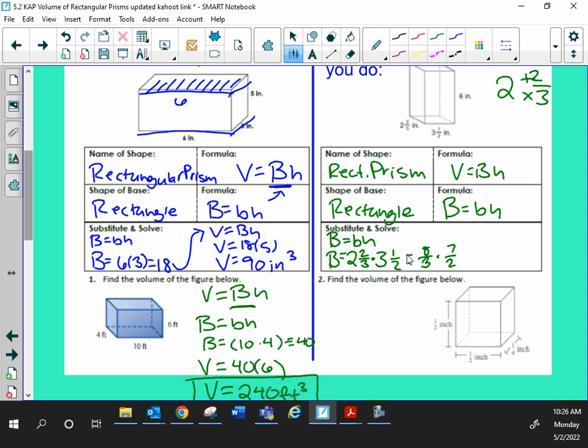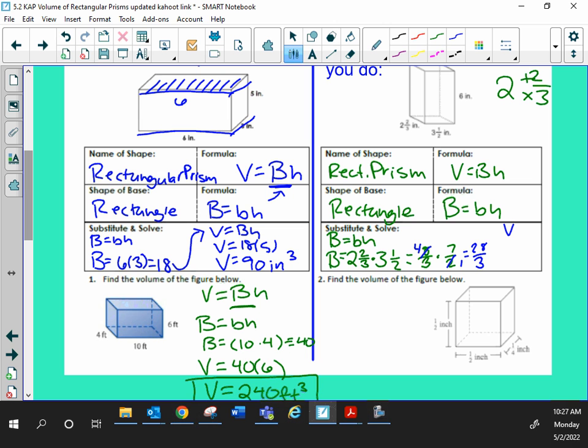Okay, cross simplify. Where could I cross simplify? 8 and 2. Divide both by 2 and they become 4 and 1. That's going to give me what over what? 28 over 3. But am I done? No, that's just the area of the base. I could simplify there, but since I have more steps, I'm not going to bother.